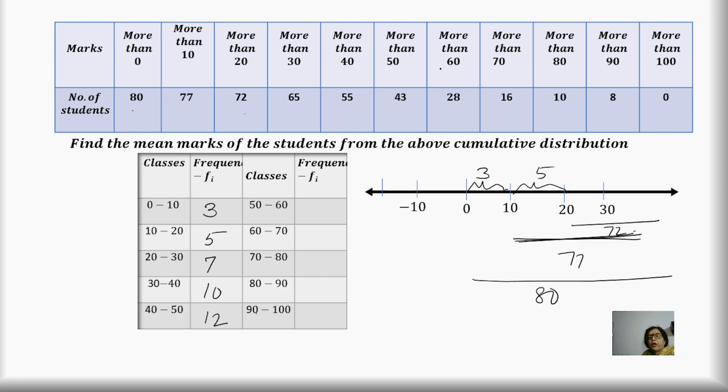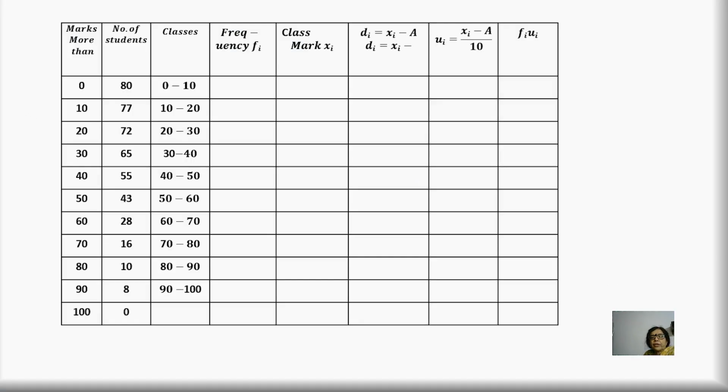43 minus 28, that is 15. Then 28 minus 16, that is 12. Then we get here 16 minus 10, that is 6. 10 minus 8, that is 2, and 8. So these are the actual frequencies. And if you add all these frequencies, it will sum up to 80. Now moving on to calculate the mean.